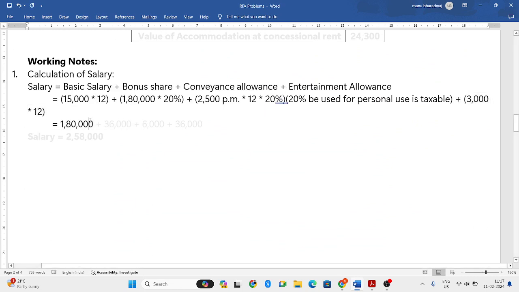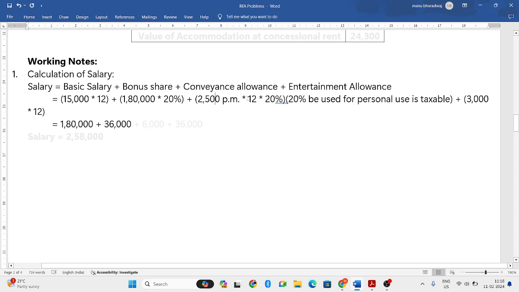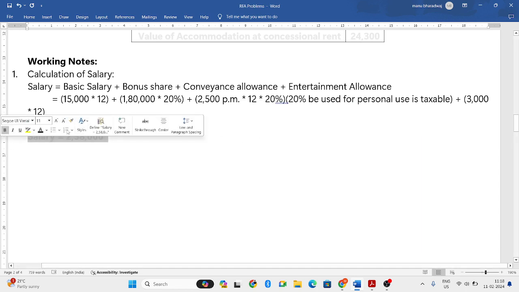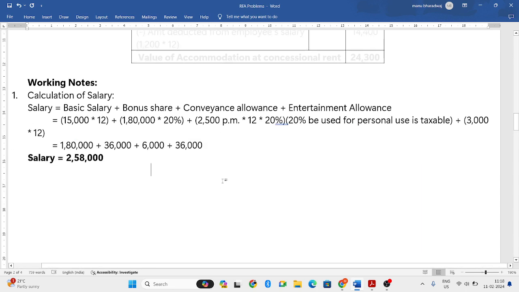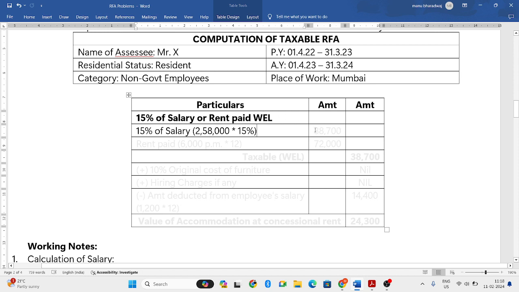So 15,000 into 12 is 1,80,000 plus 1,80,000 into 20% will be 36,000 plus 2,500 per month into 12 into 20% will be 6,000 plus entertainment allowance 3,000 into 12 will be 36,000. If you add everything, you will get 2,58,000. So now we have to take the 15% of salary. So 2,58,000 is the total salary into 15%. If you do, you will get 38,700. That is 15% of your salary.